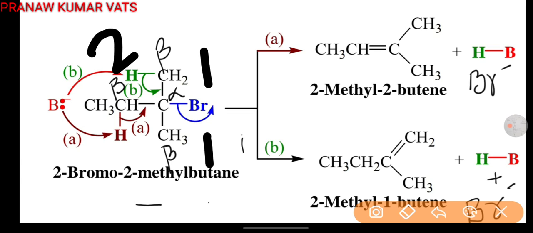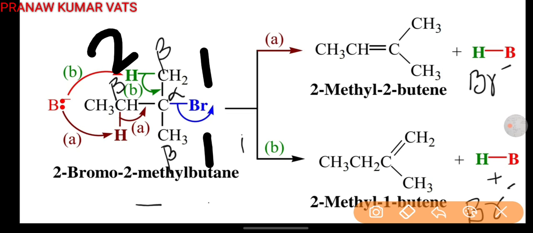So in a dehydrohalogenation reaction, you have to remember one very small thing, that there will be elimination of the halogen atom and elimination of a beta hydrogen, and then there will be formation of a double bond. So the double bond will form between the carbon atoms from which the halogen is lost and the beta hydrogen is lost.